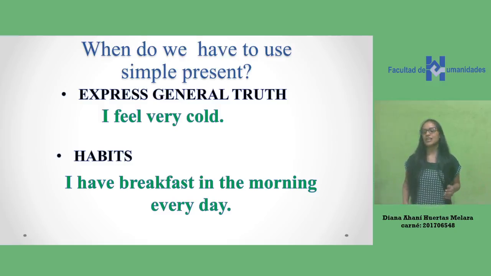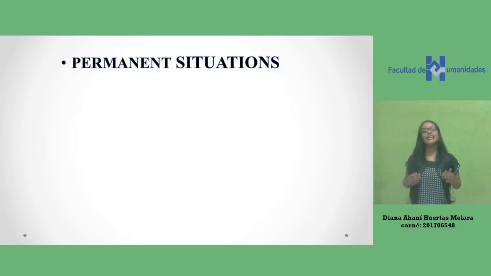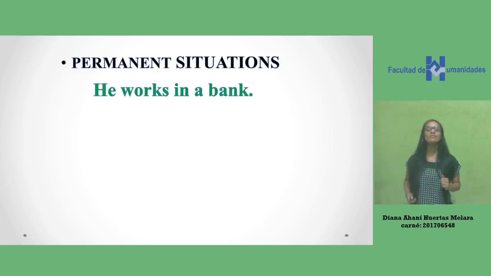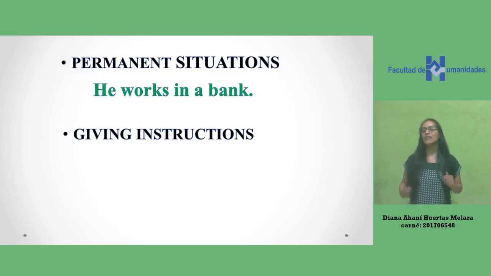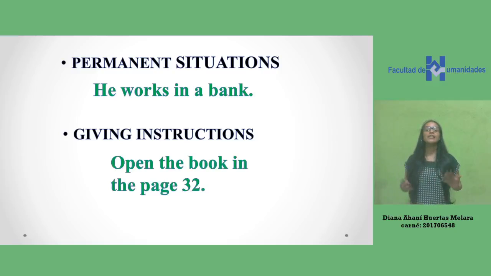Okay? So next one is permanent situation, something that we already know that person is doing. For example, he works in a bank. And the last one, giving instruction. For example, open the book on page 32. Other example can be open the door, close the door. So now in this situation you have to use simple present.